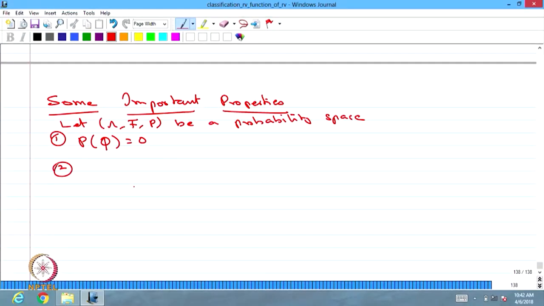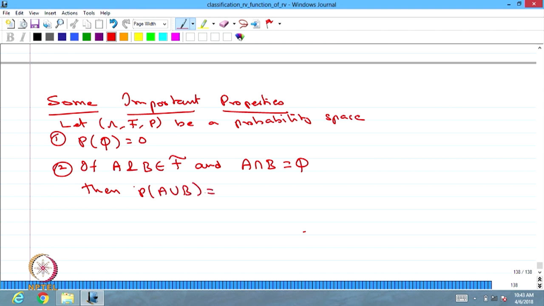Second property: if two events A and B belonging to F are mutually disjoint events, that is, the intersection of the events is empty, then if you want to find out the P of A union B, that is the same as P of A plus P of B. If two events are mutually exclusive, mutually disjoint events, then the P of A union B is the same as P of A plus P of B.